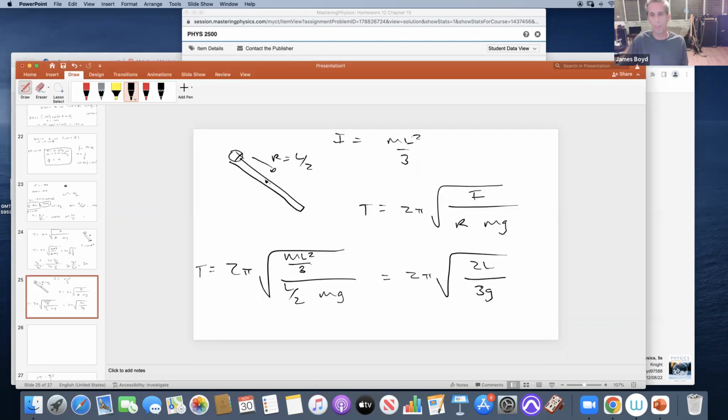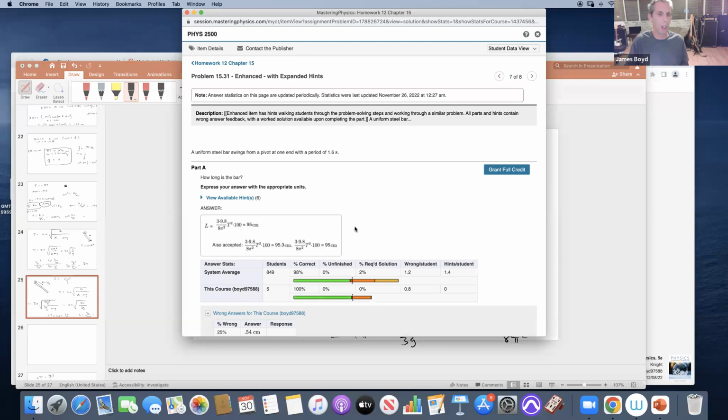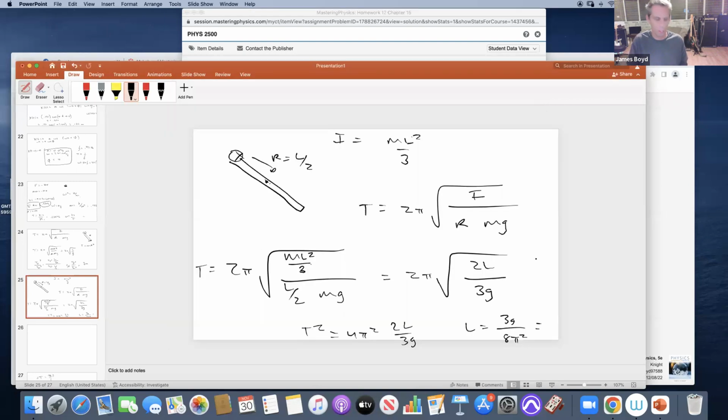How long is the bar? So we want to solve this. So T squared is 4 pi squared, squaring both sides, 2L over 3g. This becomes 8 pi squared L over 3g, or L is 3g over 8 pi squared. And that is 3 times 9.8 divided by 8 times pi times pi. 0.372. No. What did I do wrong? 3 times 9.8 divided by 8 pi squared.